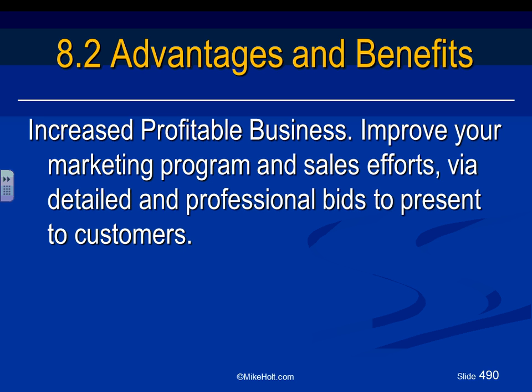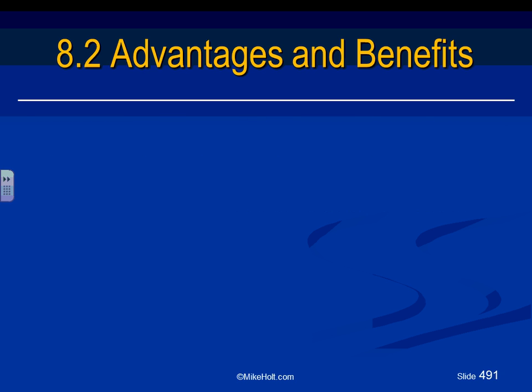So your business-making program and sales efforts. Okay, detailed professional bids to present to the customers. This is an interesting one. When you go to your customers with a detailed estimate, it shows professionalism, it shows you mean business, you know what you're doing. Giving them $2 million on the back of a napkin is different than giving them a detailed bid and saying, here we know what we're doing, we detailed it. So it shows professionalism and commitment to the project.